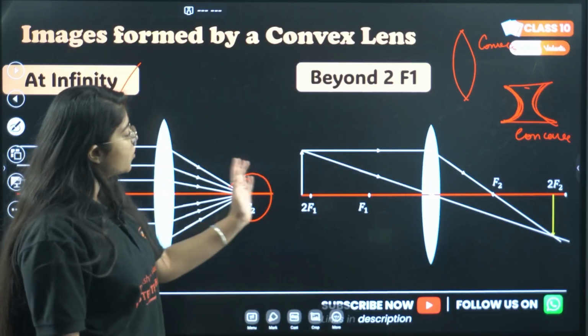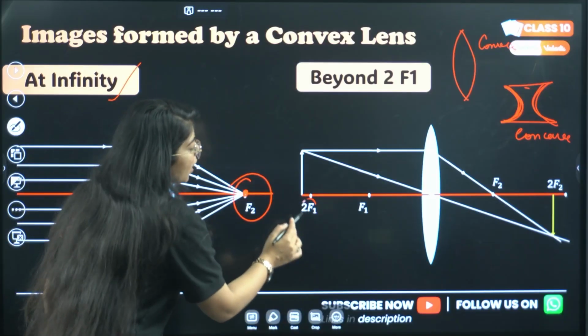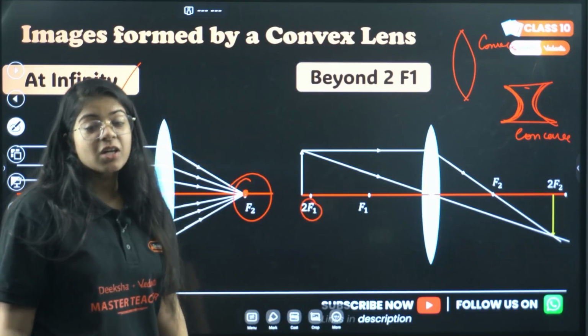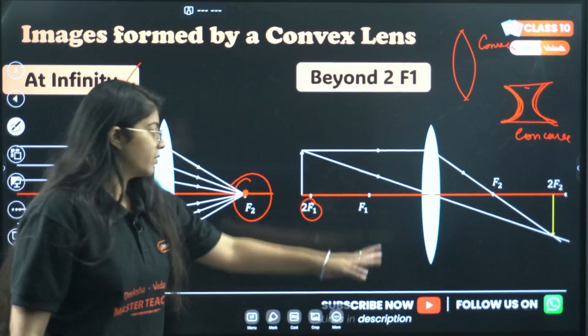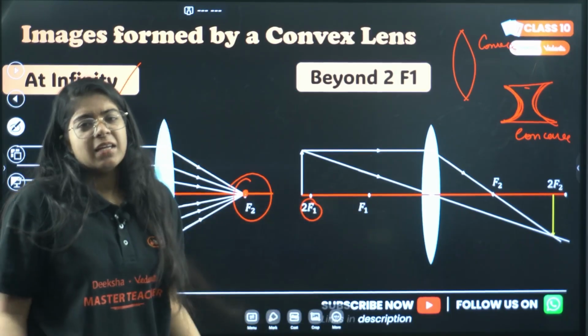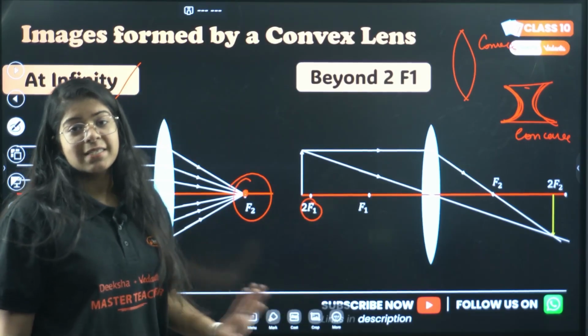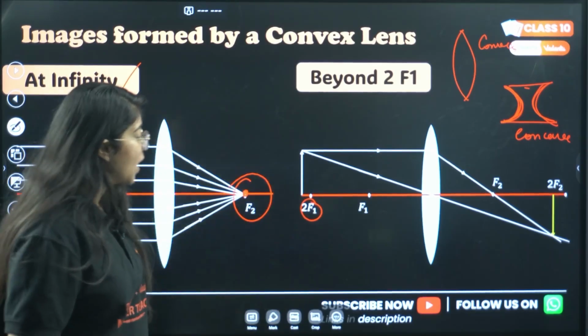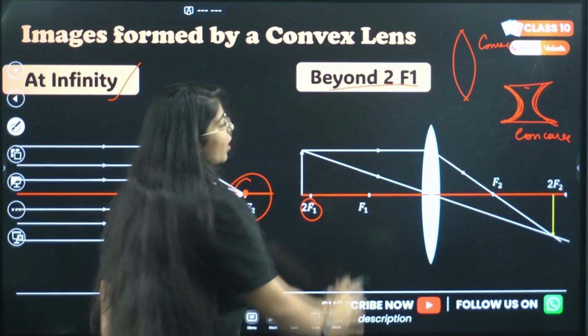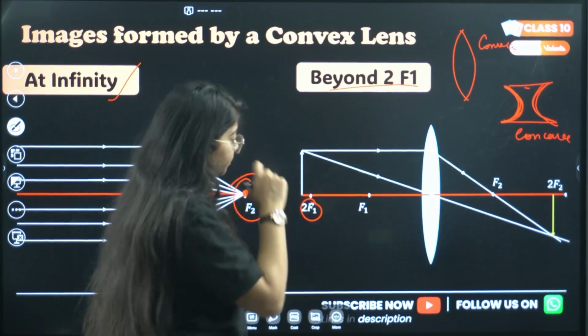Then we brought our object closer, beyond. Now here, instead of center of curvature, we are calling it as 2f. This is f, this is 2f. Anyway, center of curvature is double the focal length. So here we are not writing center of curvature, we are writing 2f. Now the object is beyond 2f, just like concave mirror.